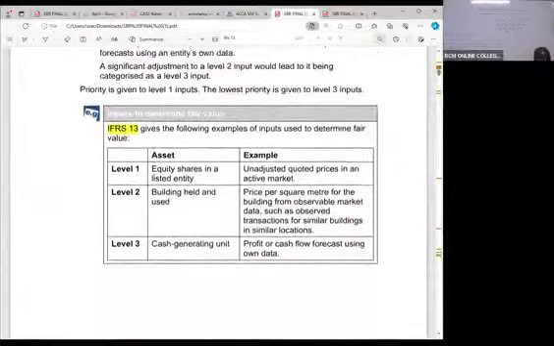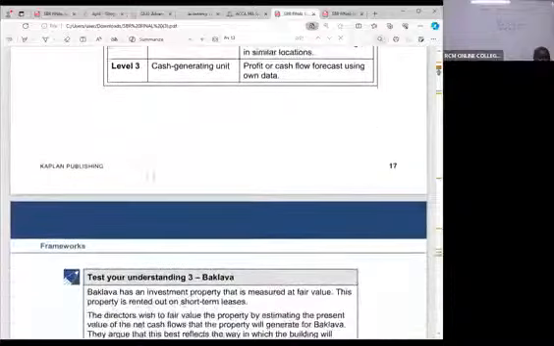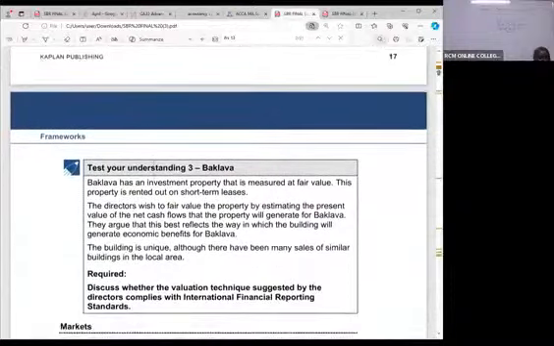From there, I'll be able to go to this, which is very important. You can go and look at the answer later. AIE has an investment property that is measured at fair value. This property is rented out on short-term leases. The directors wish to fair value the property by estimating the present value of the net cash flows that the property will generate for AIE. They argue that this best reflects the way in which the building will generate economic benefits.